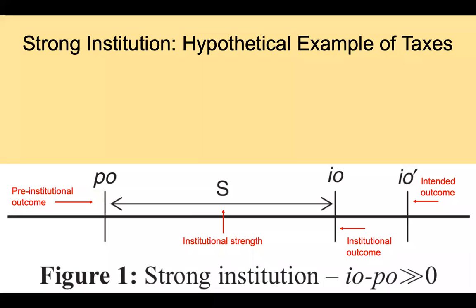So the first question for us, if we're thinking about this hypothetically, is what is the pre-institutional outcome? In that state of nature, or in that situation prior to the creation of taxes, what is the pre-institutional outcome? Well, the pre-institutional outcome has to be that individuals in society give no share of their income to the state.